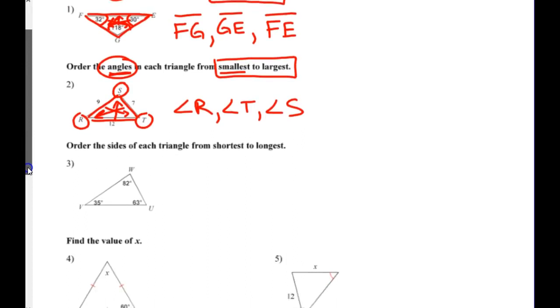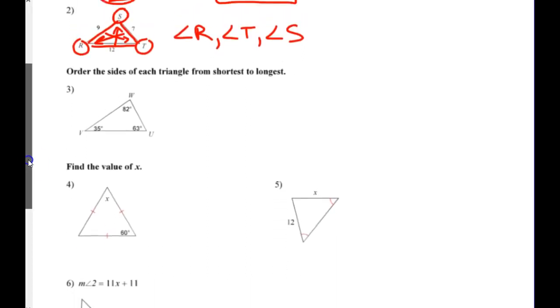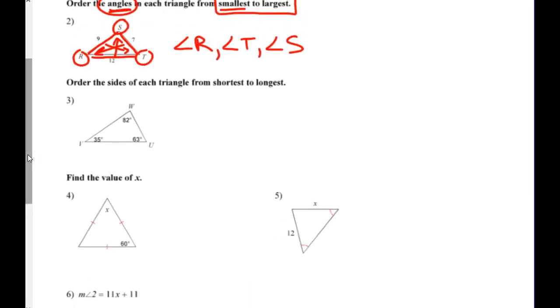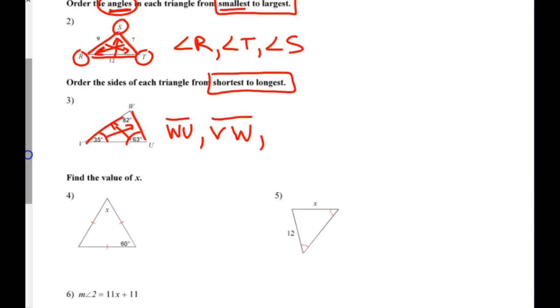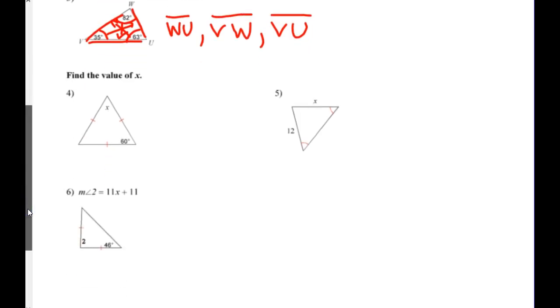Please be careful. Number 3, order the sides of each triangle. So again, sides from shortest to longest. So the smallest angle is across from WU. The middle angle is across from VW. And the biggest angle is across from VU. Okay, so sides, shortest to longest. And let's do these real quick.